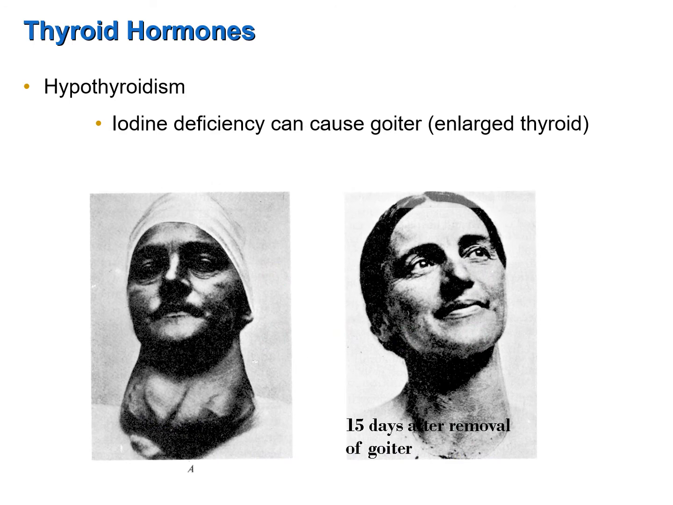Hypothyroidism is a condition where the thyroid gland secretes below normal levels of thyroid hormone. This can be caused by an iodine deficiency, and that is because iodine is a component of thyroid hormone. So if you're not taking in sufficient amounts of iodine, your thyroid gland is not going to be able to make normal amounts of thyroid hormone.